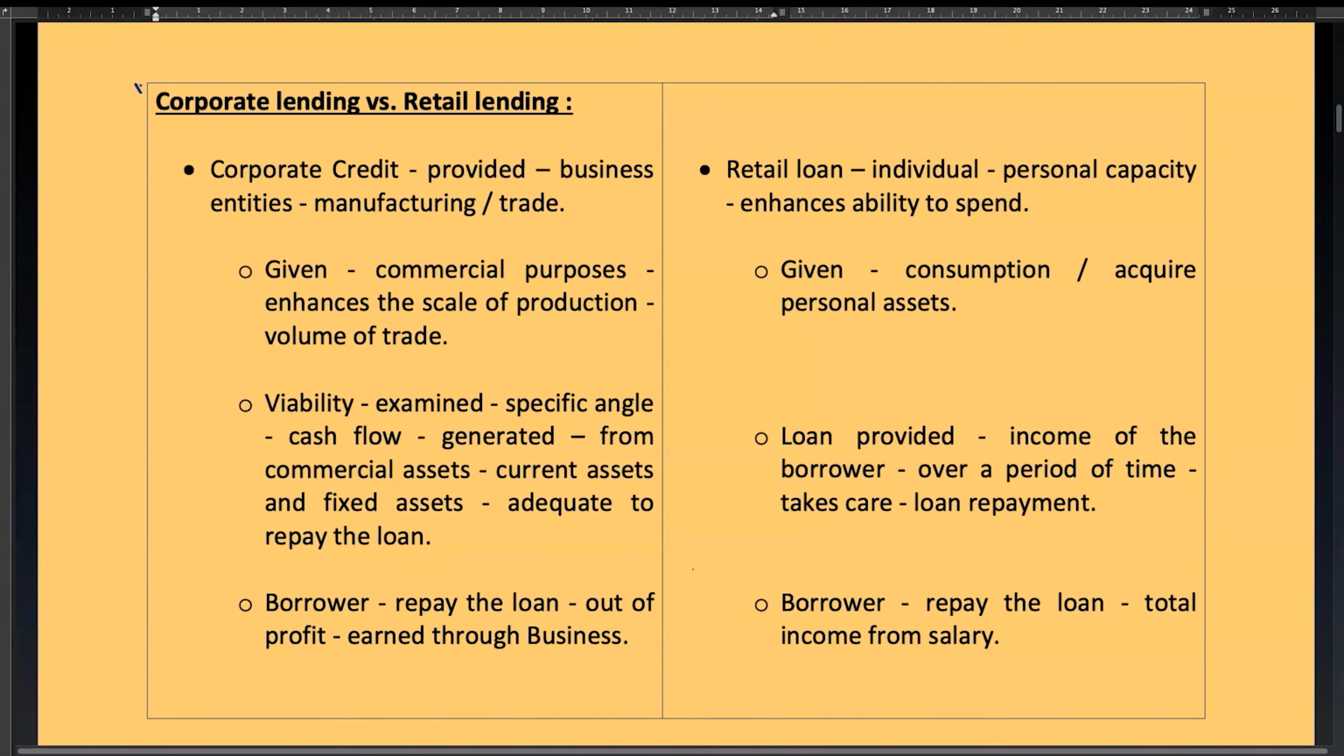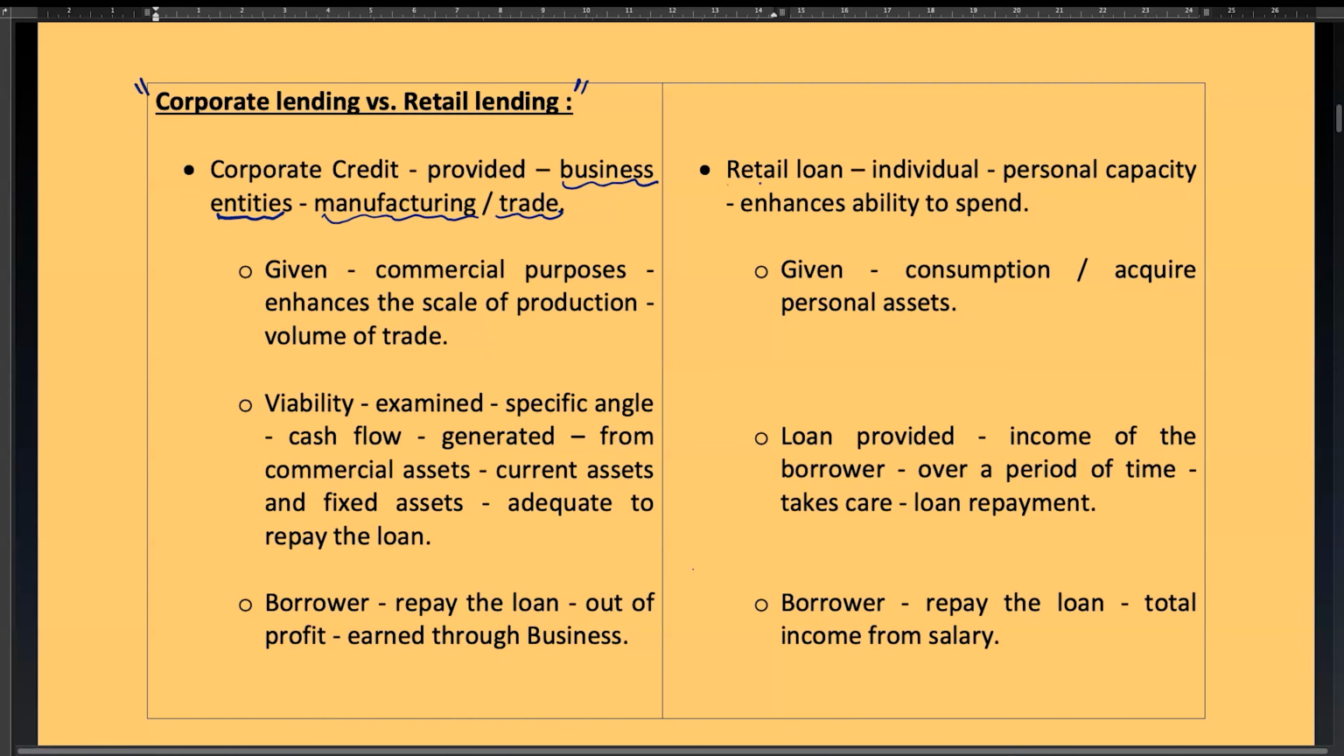In this session, we are going to understand the difference between corporate lending and retail lending. In corporate lending, credit is provided to business entities. It can be for their manufacturing purposes, trade purposes, but it is purely for business. And when I say corporate credit, I do not mean exclusively for companies. Here the focus is on business entities.